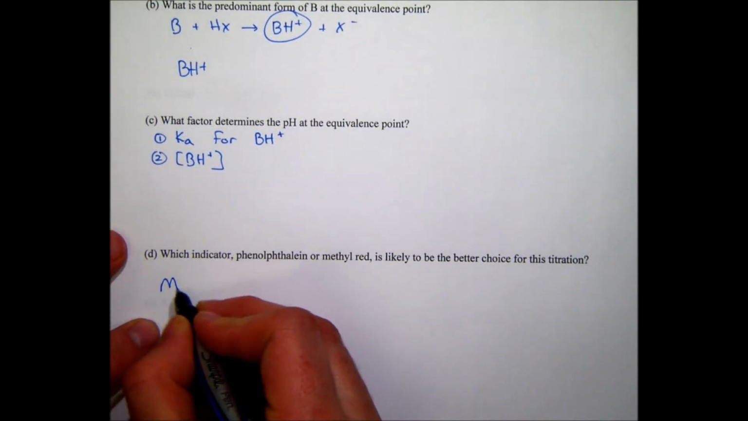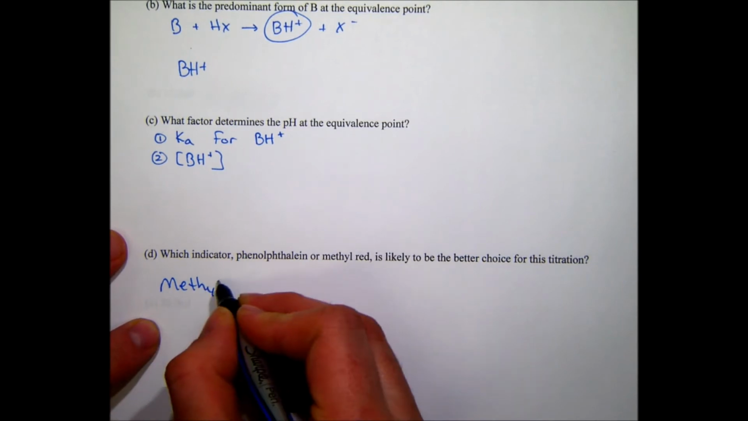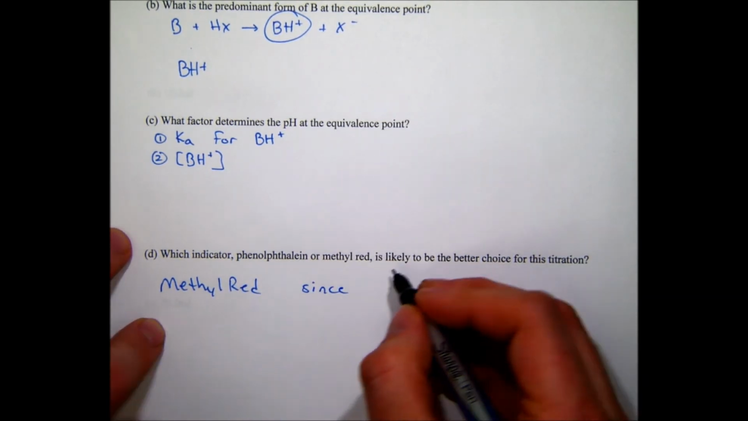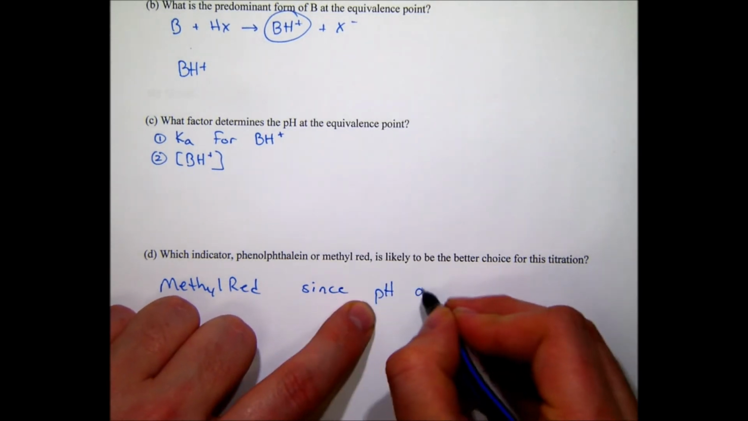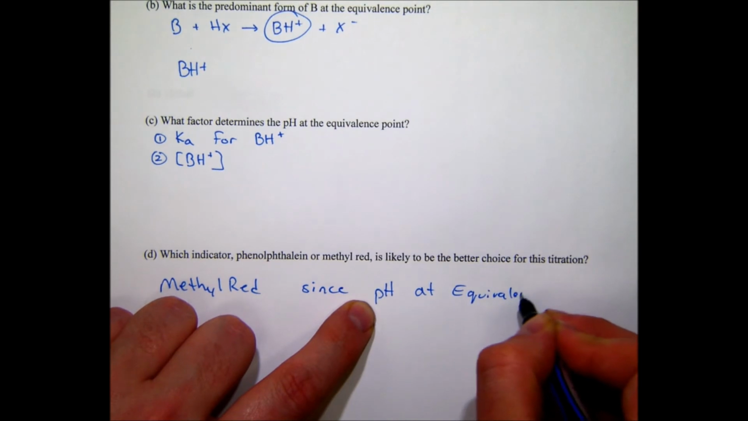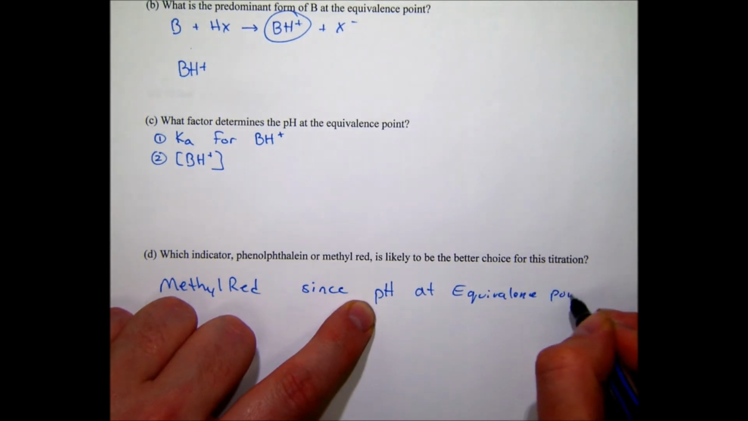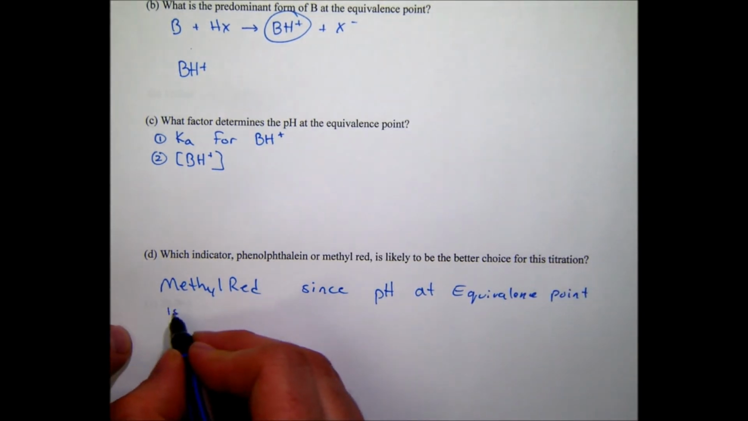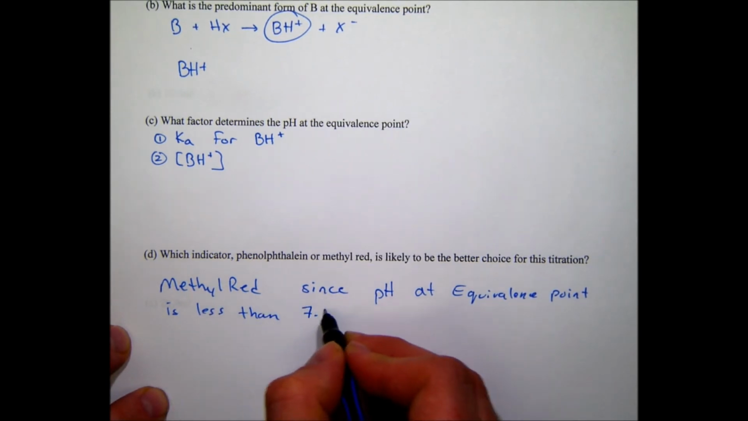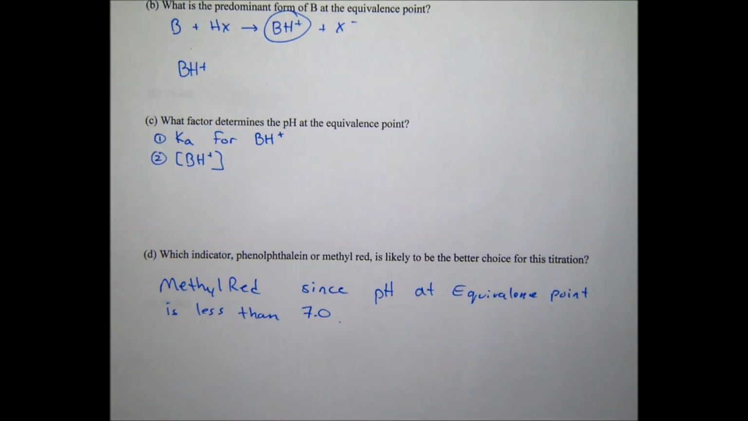So methyl red, since the pH at the equivalence point is going to be less than 7, and we know it's less than 7 automatically because it is a weak base with a strong acid.